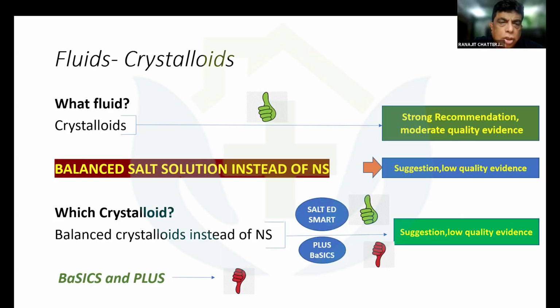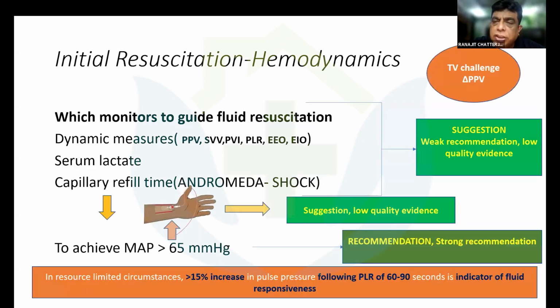Somebody already told that, yes, I'll go for my initial resuscitation on the basis of my hemodynamics. I'll see my dynamic parameters. You are absolutely right. Pulse pressure variation, stroke volume variation, maybe the plethysmographic variability index, the PLR, that is the passive leg raising test, the EOs, the EIOs. Now the point is, serum lactate. The new thing that has come up is the capillary refill time. That is the ANDROMEDA-SHOCK trial. It is showing if it is more than 3 seconds, we want to achieve less than 3 seconds. And we have to achieve a mean arterial pressure of more than 65.